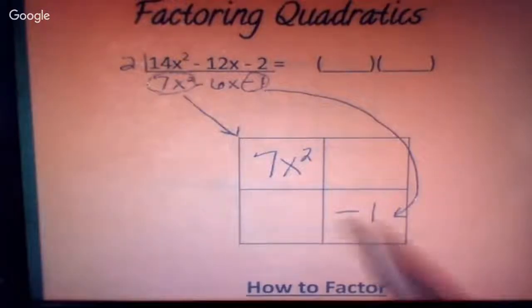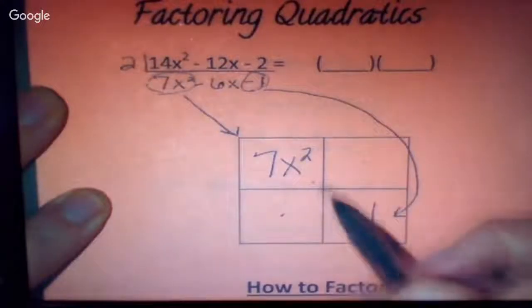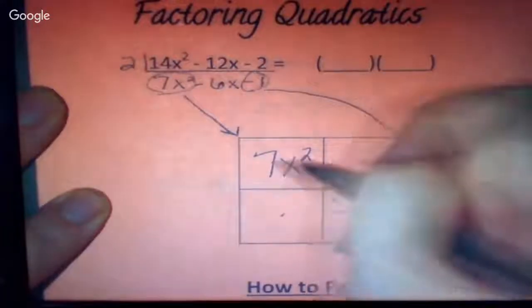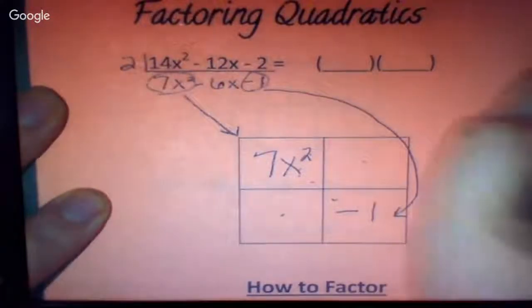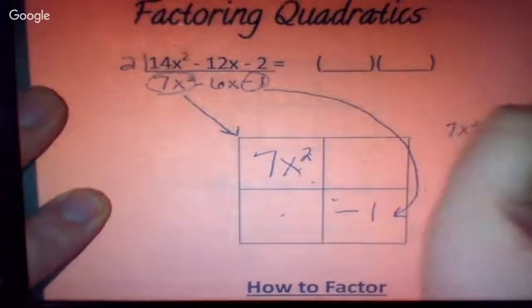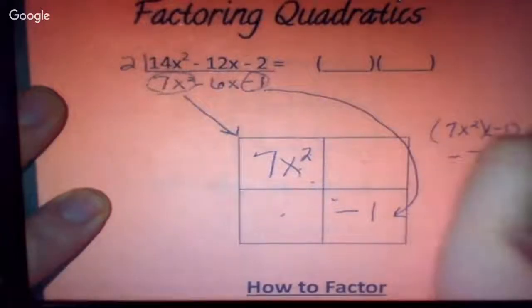Okay, so now to get these two squares, the way we do this is we multiply. So we multiply these two numbers. What's 7x squared times negative 1? Okay, so 7x squared times negative 1 gives me negative 7x squared.